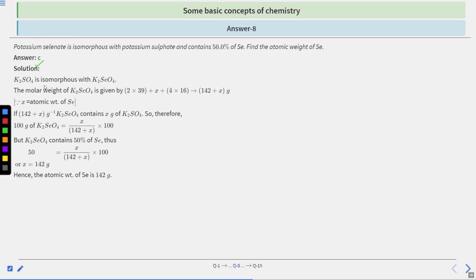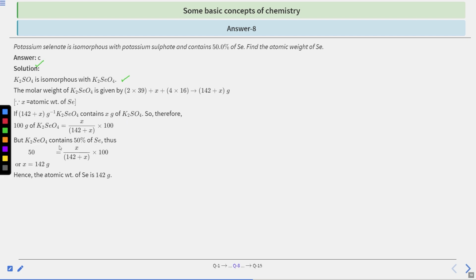How? So K2SO4 is isomorphous with K2SeO4. The molar weight of K2SeO4 is given by this formula, where we are taking the atomic weight of Se as X. So if 142 plus X gram of K2SeO4 contains X gram of selenium, therefore 100 gram of K2SeO4 will contain X upon 142 plus X multiplied by 100 gram of selenium.